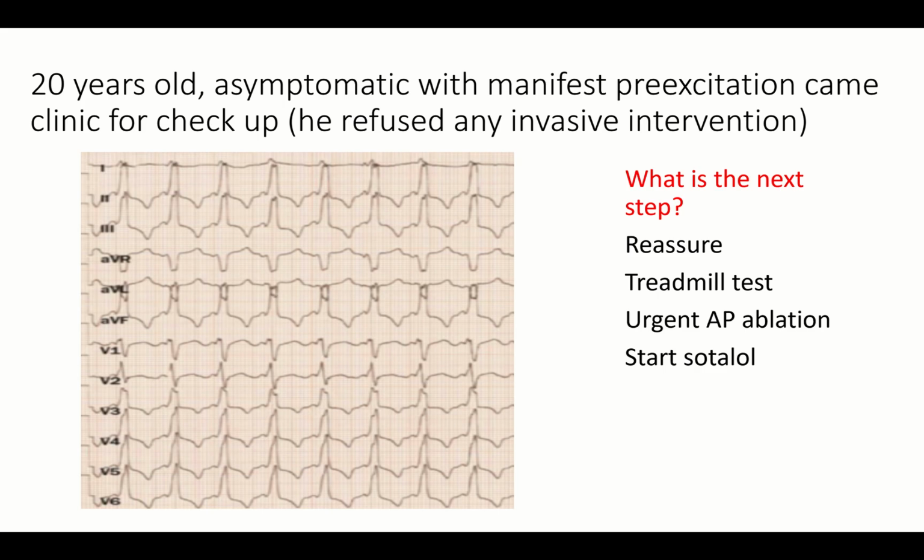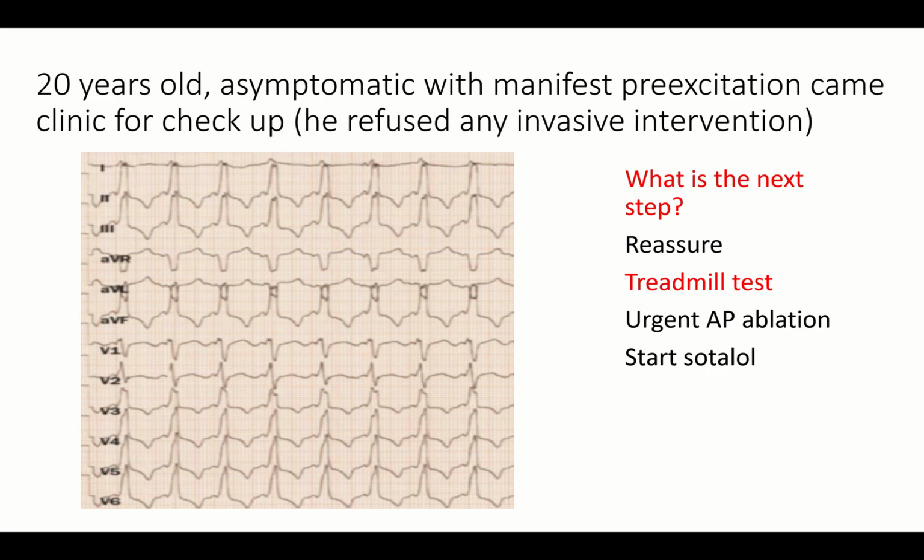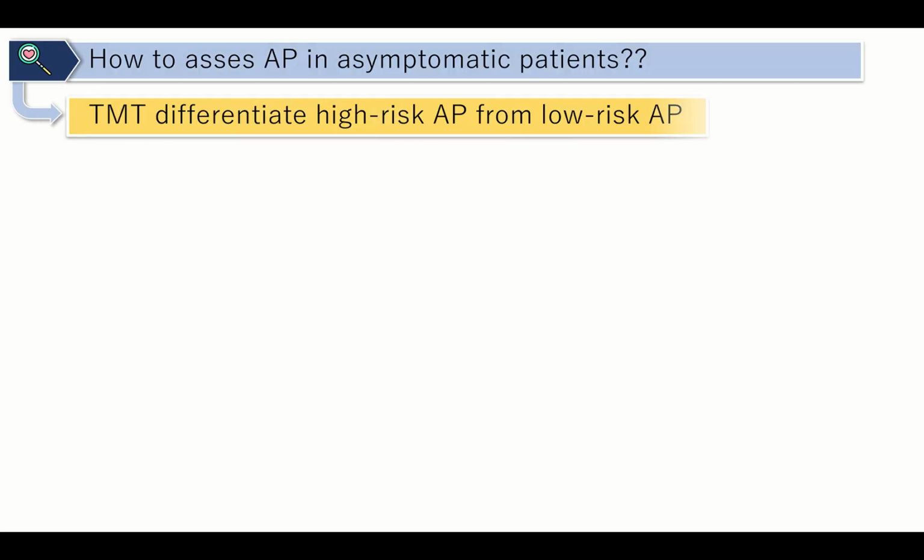Just reassure the patient, as there is no evidence of palpitation, go for a treadmill test, or urgent ablation to ablate this accessory pathway, or we can start medical treatment in the form of sotalol. Golden rule, we have to see, is it a high risk accessory pathway or low risk? So let's go for a treadmill test, an exercise test.